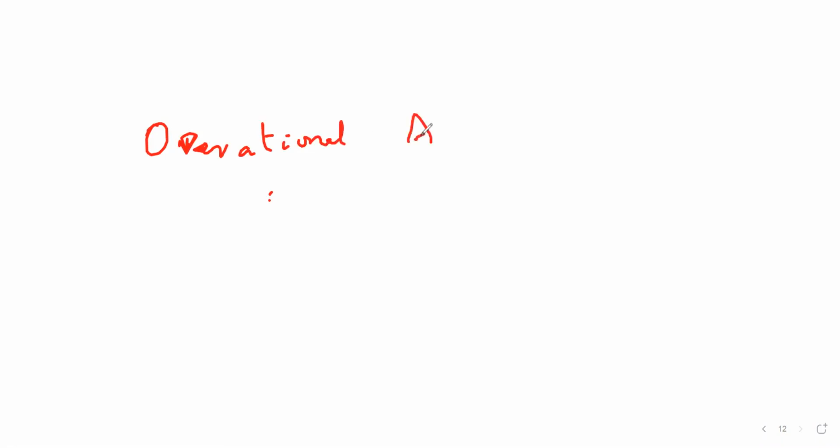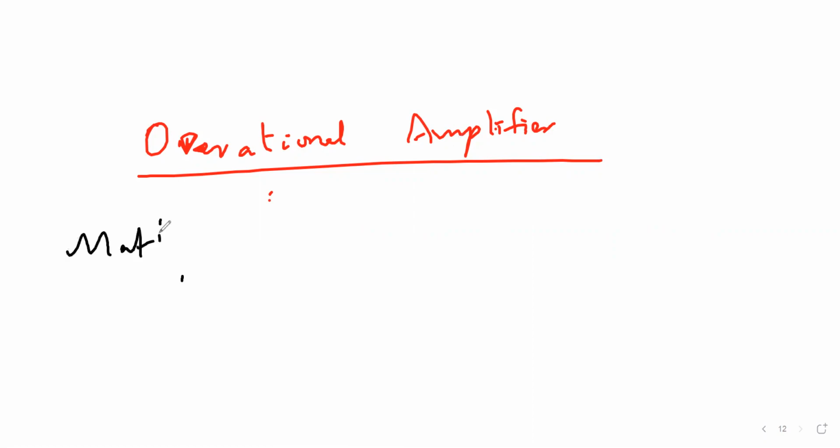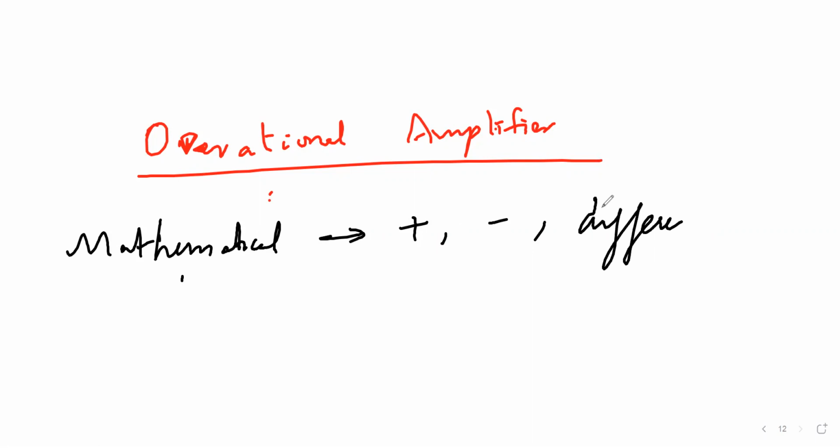Operational amplifier. So in the name itself, operations is there. Obviously, it is an extended version of a diode. To be very frank, it's an extended version of a diode. But why are we giving the name operation? It can do a lot of mathematical operations, like addition, subtraction, differentiation, integration.